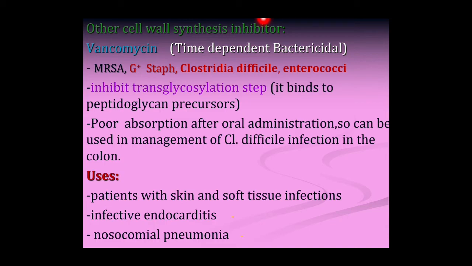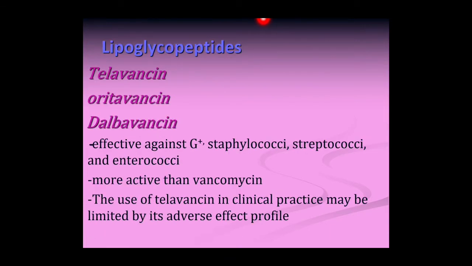Uses of vancomycin are in patients with skin and soft tissue infection, infective endocarditis, and nosocomial pneumonia. Lipoglycopeptides include telavancin, oritavancin, and dalbavancin. They are effective against gram-positive, Staph, and Strep, also against enterococci. They are more active than vancomycin. The clinical use of telavancin may be limited because of its adverse effects.